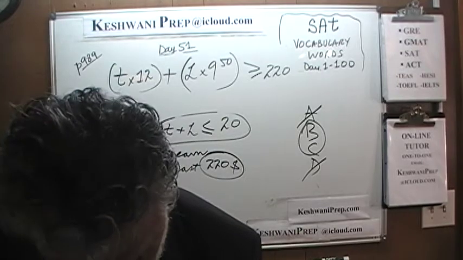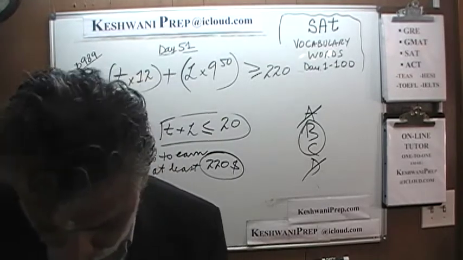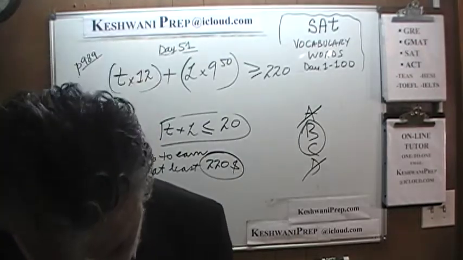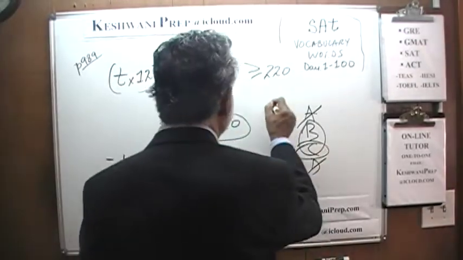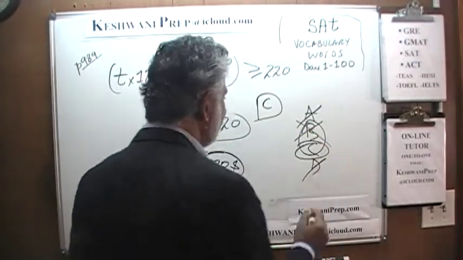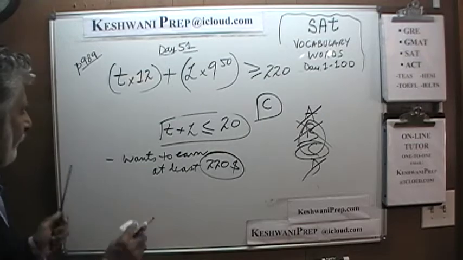And let's see, let's take our time here. C, I believe this works out. We were down to B and C. Yes, it is C. The answer is C. B is wrong. That was number 7.